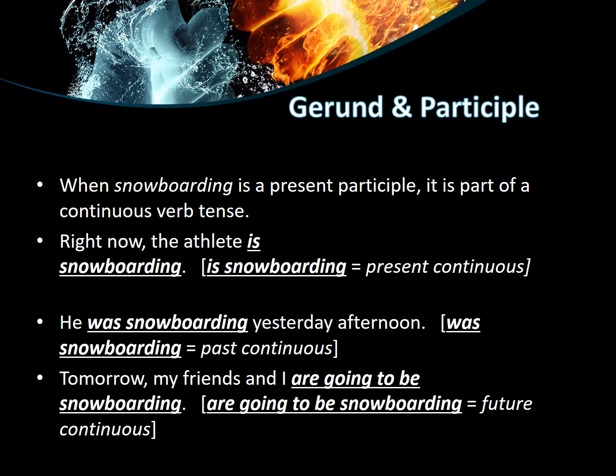Or, he was snowboarding yesterday afternoon. So it is used as a past continuous tense. Or, tomorrow, my friends and I are going to be snowboarding. Here it is used as a future continuous tense. So this is a big difference between the present participle and the gerund: the present participle is basically used in all three forms, present continuous, past continuous, and future continuous.